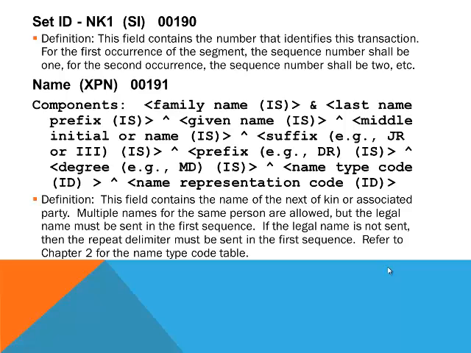For the name field, in fact, it contains the name of the next of kin associated party. Multiple names for the same person are allowed, but the legal name must be sent in the first sequence. If the legal name is not sent, then the repeat delimiter must be sent in the first sequence.